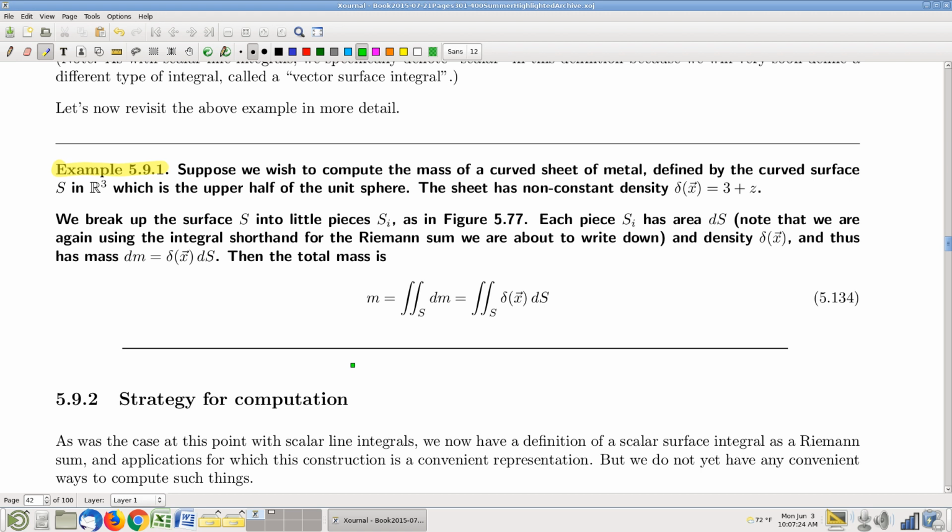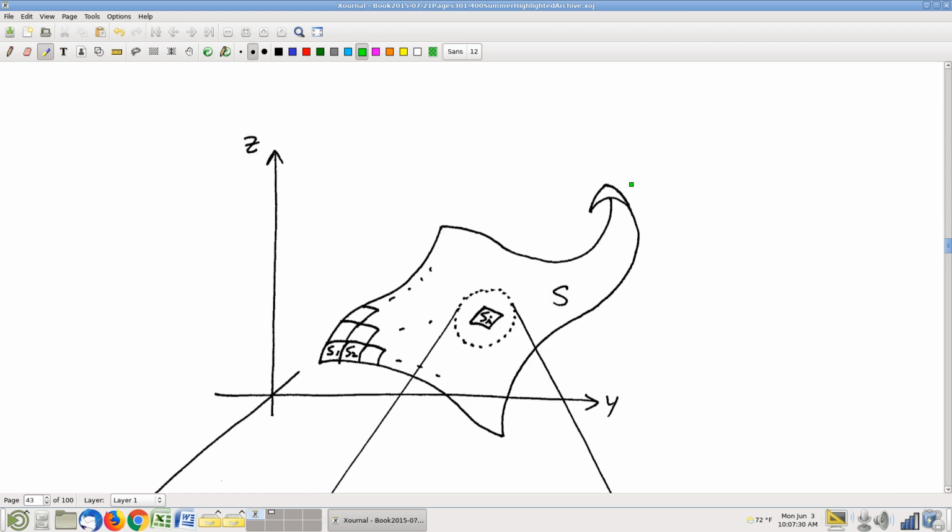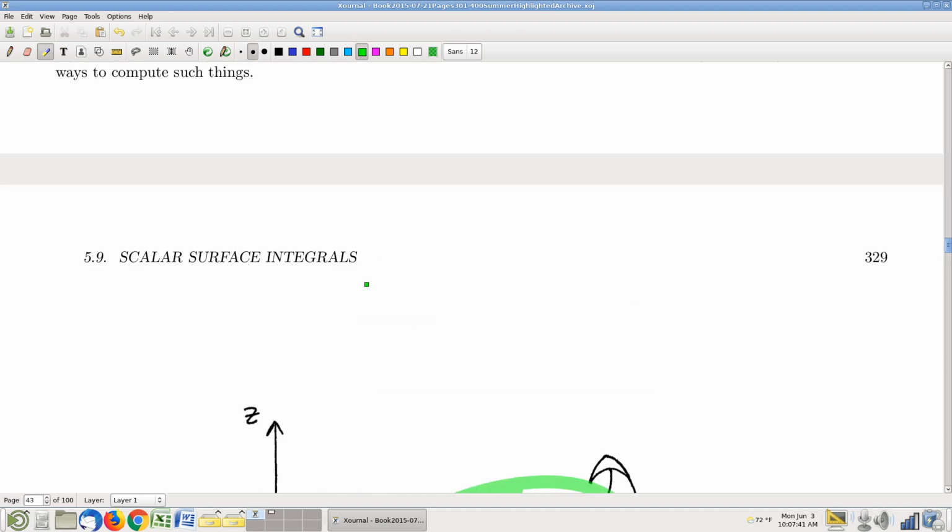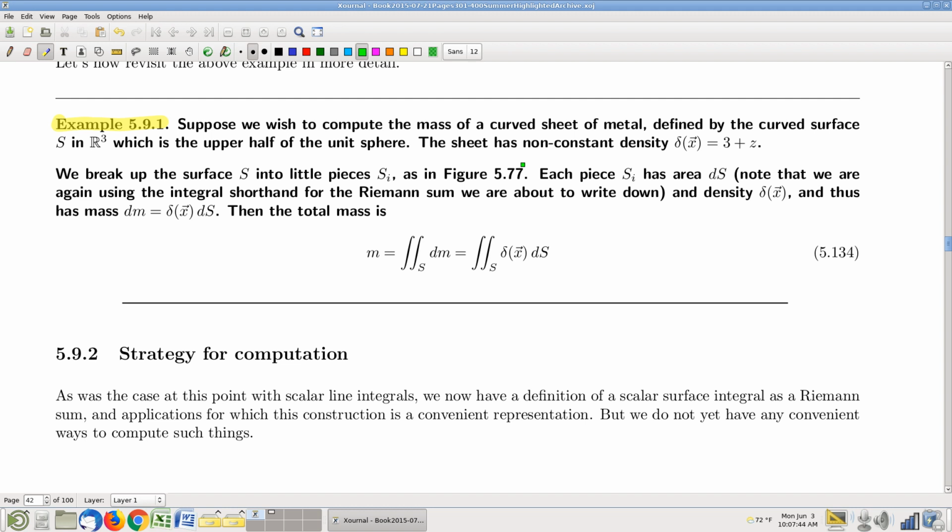But suppose you want to compute the mass of this curved sheet of metal, right? Well, on each little piece, mass per unit area times area tells me the amount of mass in that piece. And then I want to add up over the whole surface. And that's what this says right here. On each piece, the amount of mass is, I need to know mass per unit area, we're calling that our density here. Multiply by the area, that should give me the amount of mass. Add up over all the pieces. And that should give me the total mass.